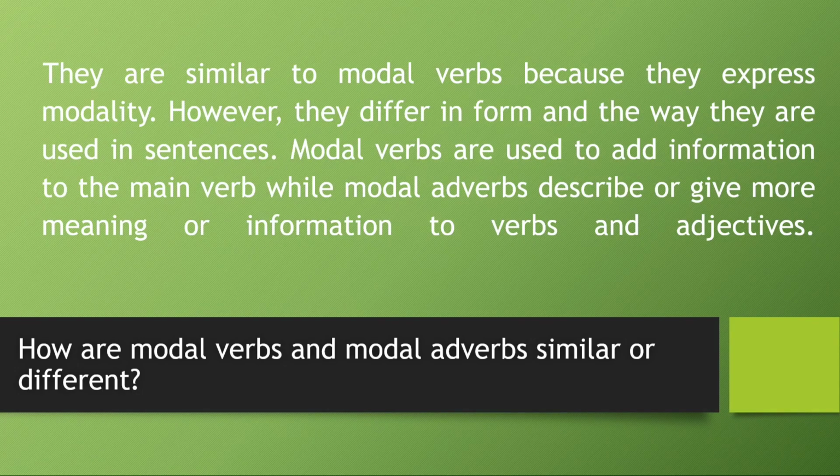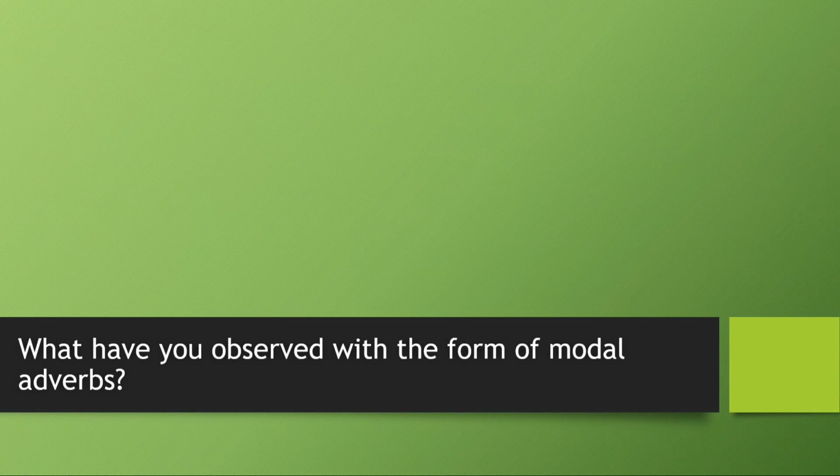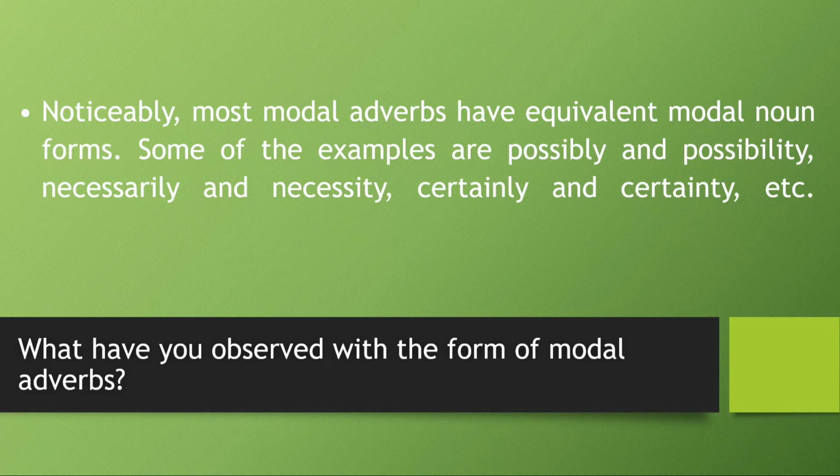They are similar to modal verbs because they express modality. However, they differ in form and in the way they are used in sentences. Modal verbs are used to add information to the main verb, while modal adverbs describe or give more meaning or information to verbs and adjectives. What have you observed with the form of modal adverbs? Noticeably, most modal adverbs have equivalent modal noun forms. Some examples are possibly and possibility, necessarily and necessity, certainly and certainty, and many more.